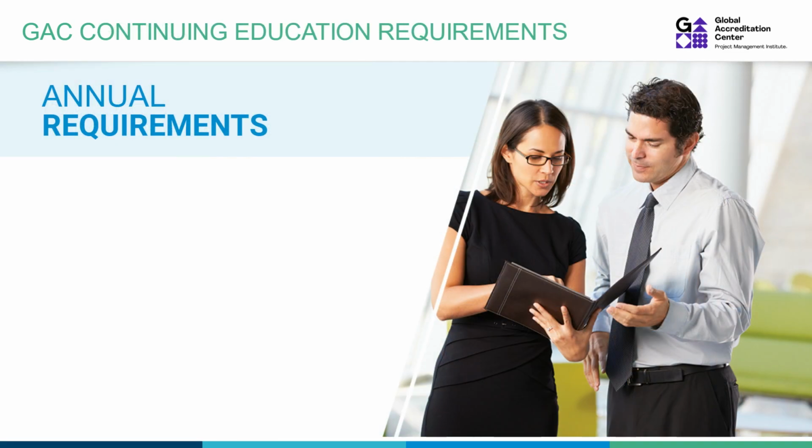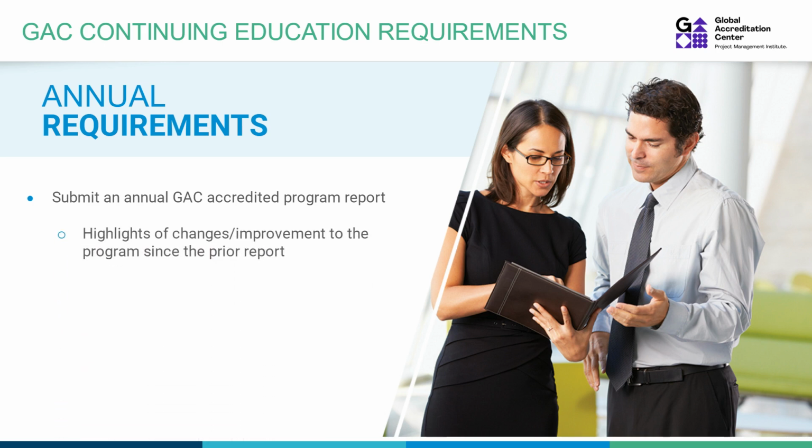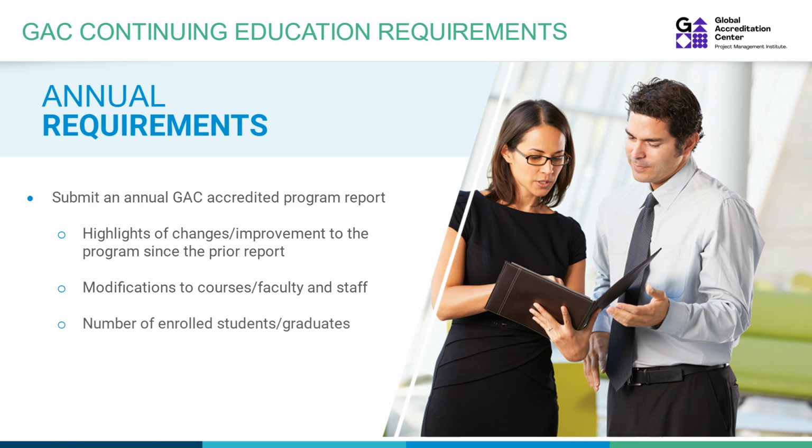Once a program is accredited, its primary ongoing continuing accreditation responsibility is the submission of an annual report. The annual report to the GAC notes any changes and improvements in the accredited program, such as modifications to courses, faculty, or staff within the program, number of enrolled students, and number of graduates. The report also gathers important data on the program to give the GAC a holistic view of its accredited programs. Additionally, the program submits the annual accreditation maintenance fee of $2,000.